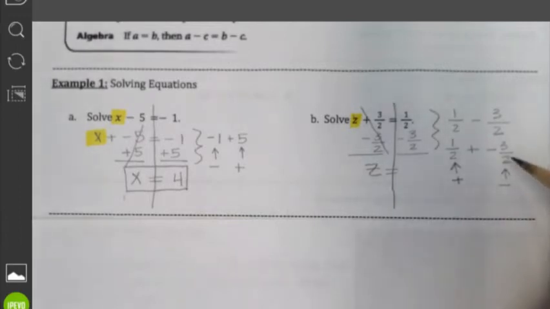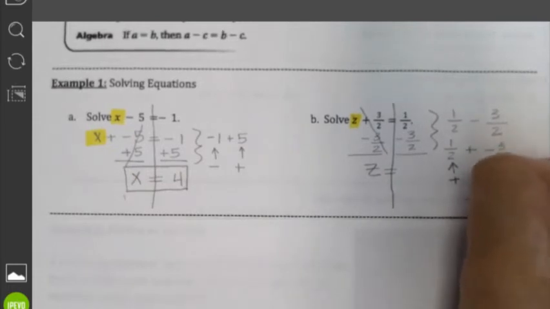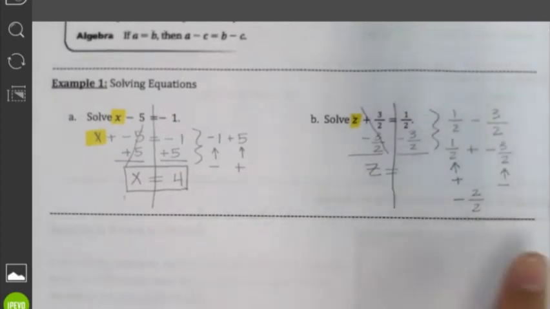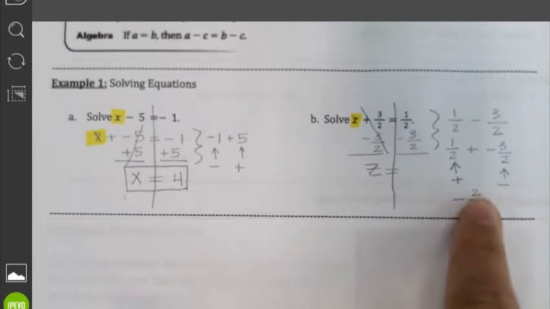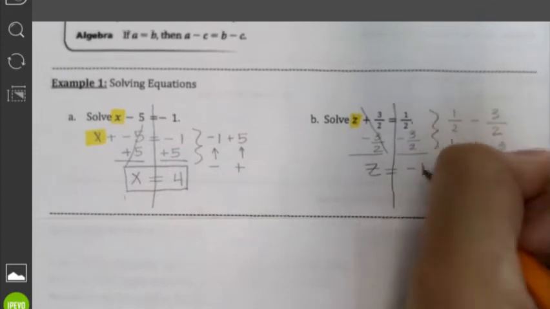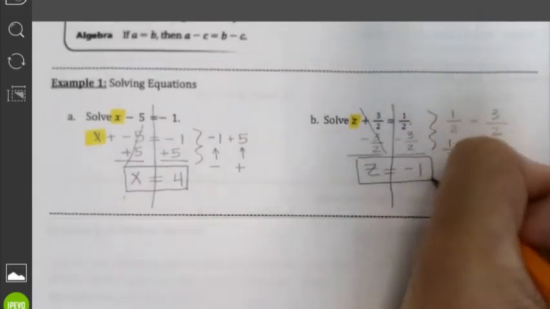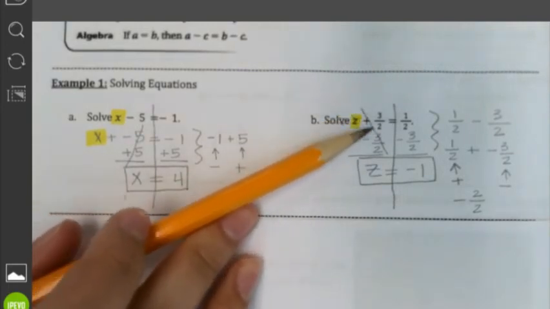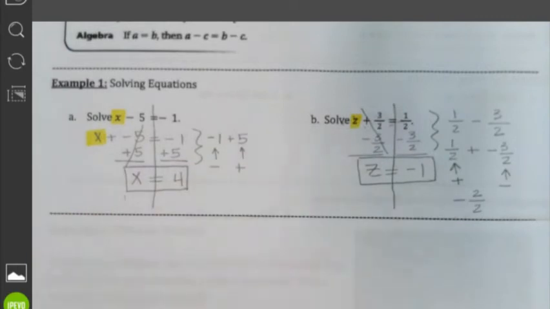Now, luckily for us, the denominators are the same, so I just have to focus on the numerators when doing my calculation. 3 and 1, the difference between them is 2. And I keep my denominator. And 3/2 would win in tug of war over 1/2, so we have negative. Now, hopefully you can recognize that 2 divided by 2 is just the same thing as 1. So z equals negative 1. And again, you can plug negative 1 back in here and solve this side to check to make sure that it equals 1/2.